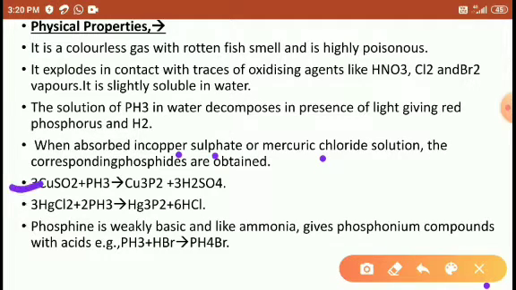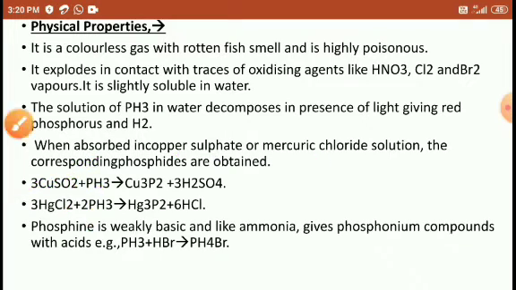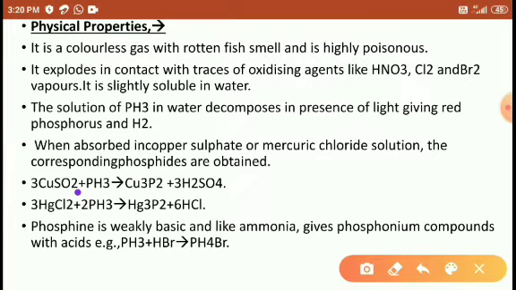For example, CuSO4 heated with PH3 forms Cu3P2 and H2SO4. Here the reaction is not balanced, so you have to balance the reaction, students. Mercury chloride heated with PH3 forms Hg3P2 and HCl.